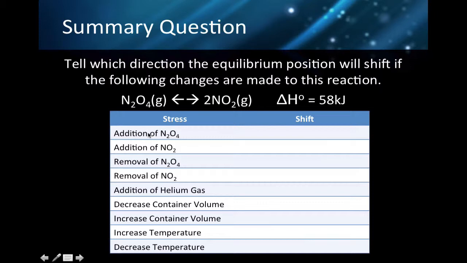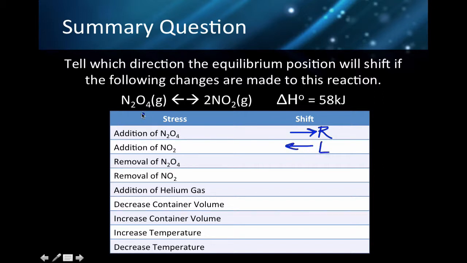If we add the N2O4, and the N2O4 is right here, it's a reactant, I'm going to add it. It should shift to the right to compensate. So I'm just going to draw an arrow to the right. It's going to shift to the right, and I'll do an R2. The addition of the NO2, if I add NO2, it should shift back to the left to kind of equal out what's going on there. So in this case, it's going to shift to the left.